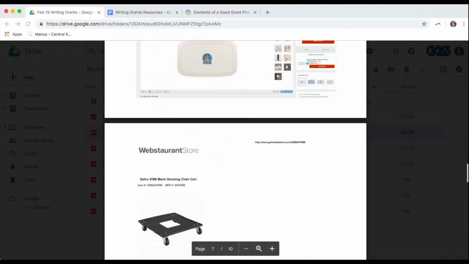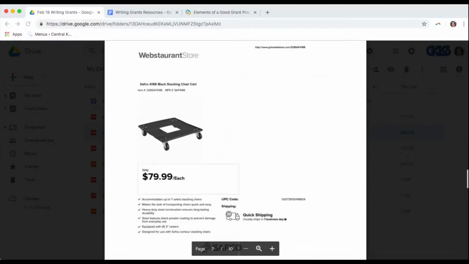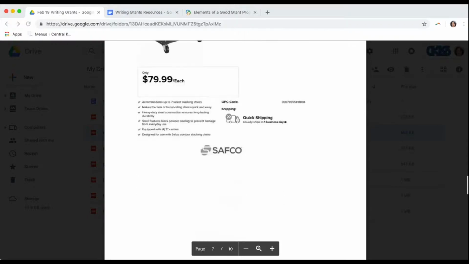Maybe what I like to know, and this might be just a personal thing, why is this chair cart better than the one that I searched for that I found for $50? Give us reasons why this is the one you're looking at. You know, this is the right size. It's the only one that matches your chairs. If you have those reasons, then we can say, oh, well, that's why they had to spend $20 more, because this is the only one that fits what they have.